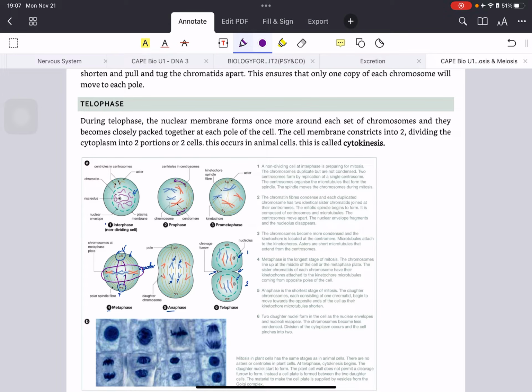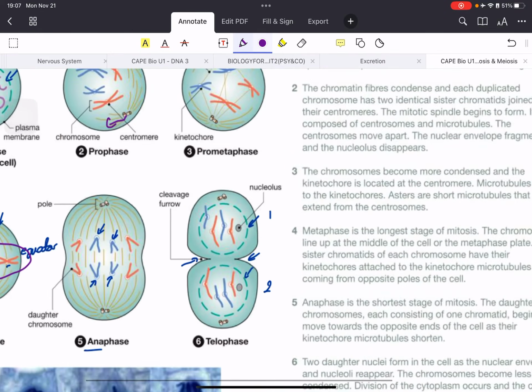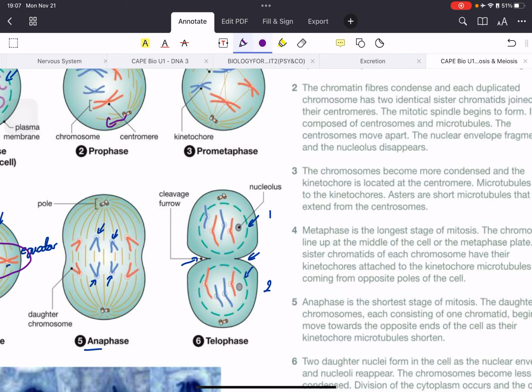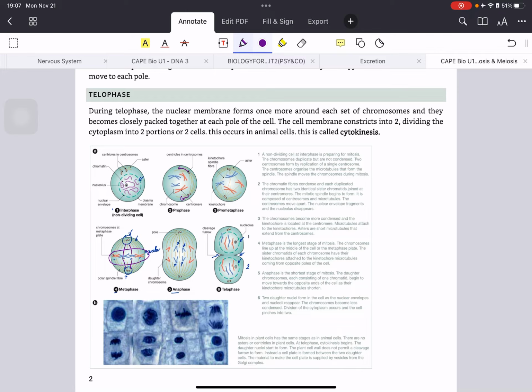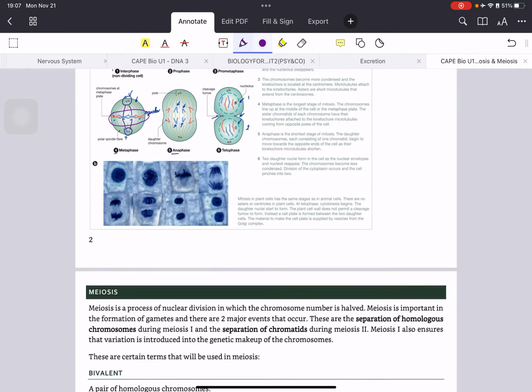And in telophase, the nuclear membrane will reform around each of the daughter cells, and they become closely packed together. The cell membrane constricts into two, it divides the cytoplasm, and it's called cytokinesis. That's a new word there for you, right? The process of the splitting is called cytokinesis. All right, and that's just a summary of something you already know, which was mitosis.